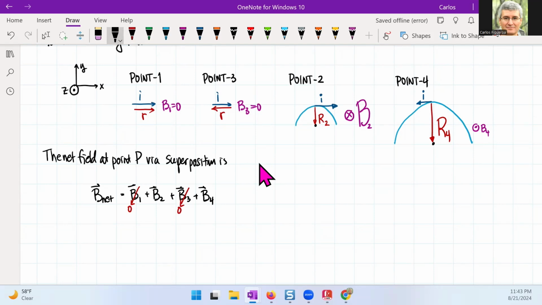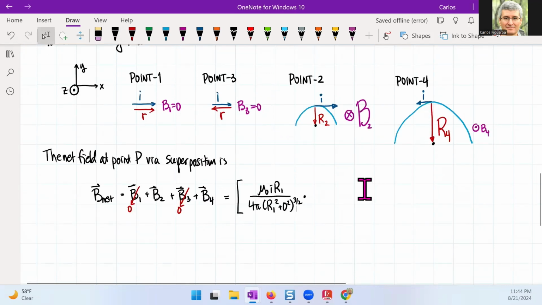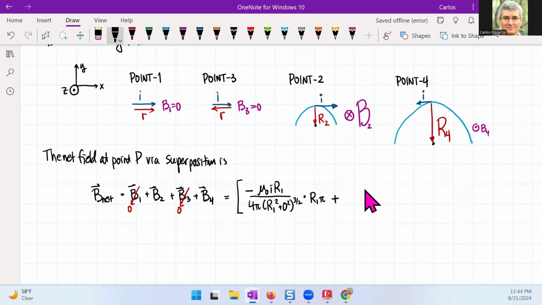So now note that Z is positive coming out of the page, but we're seeing that the bigger field is negative going into the page. So then, because they're half arcs, then we're going to say that we have this. So I have 4 pi, and I'm going to have R1 squared plus 0 to the 3 halves divided into mu naught I R1, but then I have to worry about the arc length, right? We got to use that relationship with the arc length, and since this is half a circle, this should be R1 pi minus, oh, this should be minus, and this should be plus.